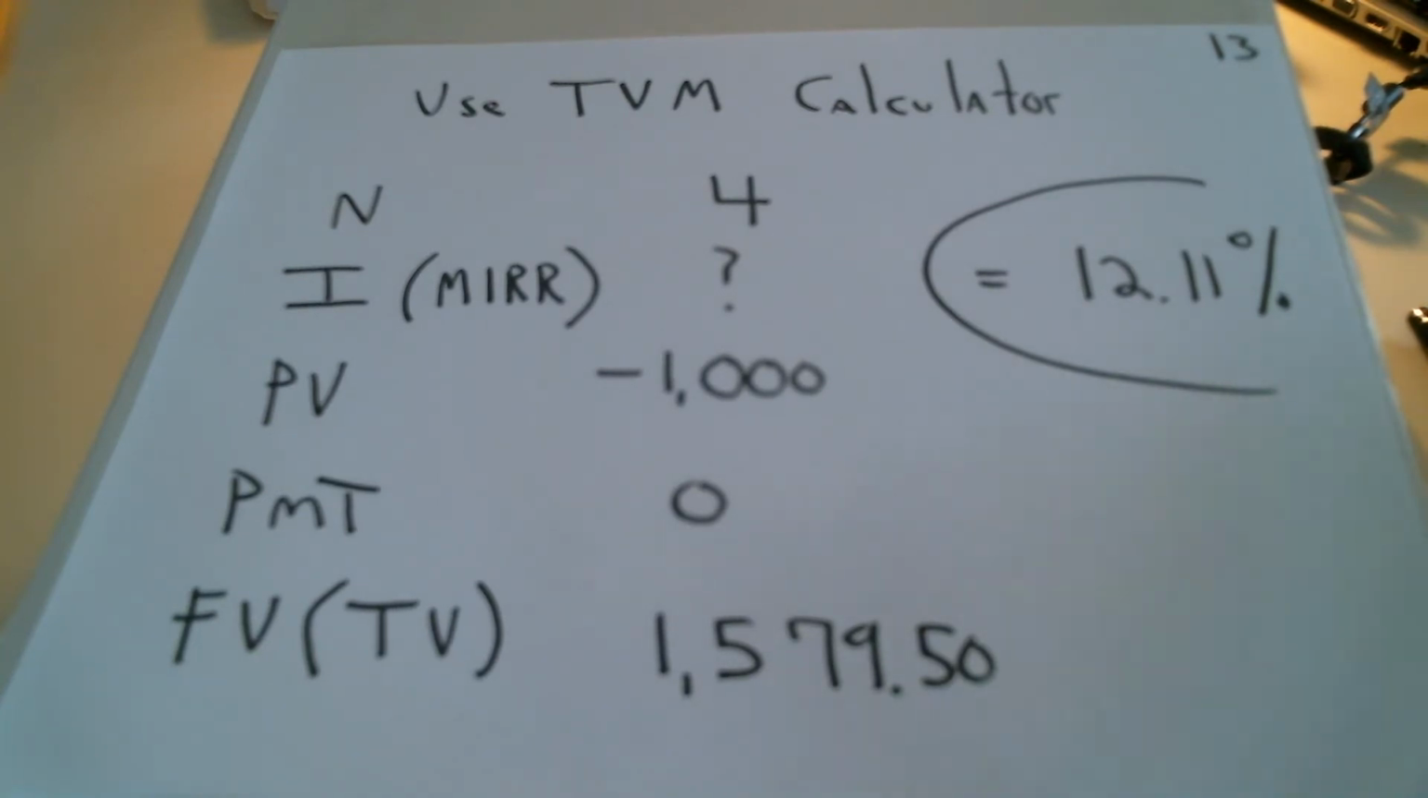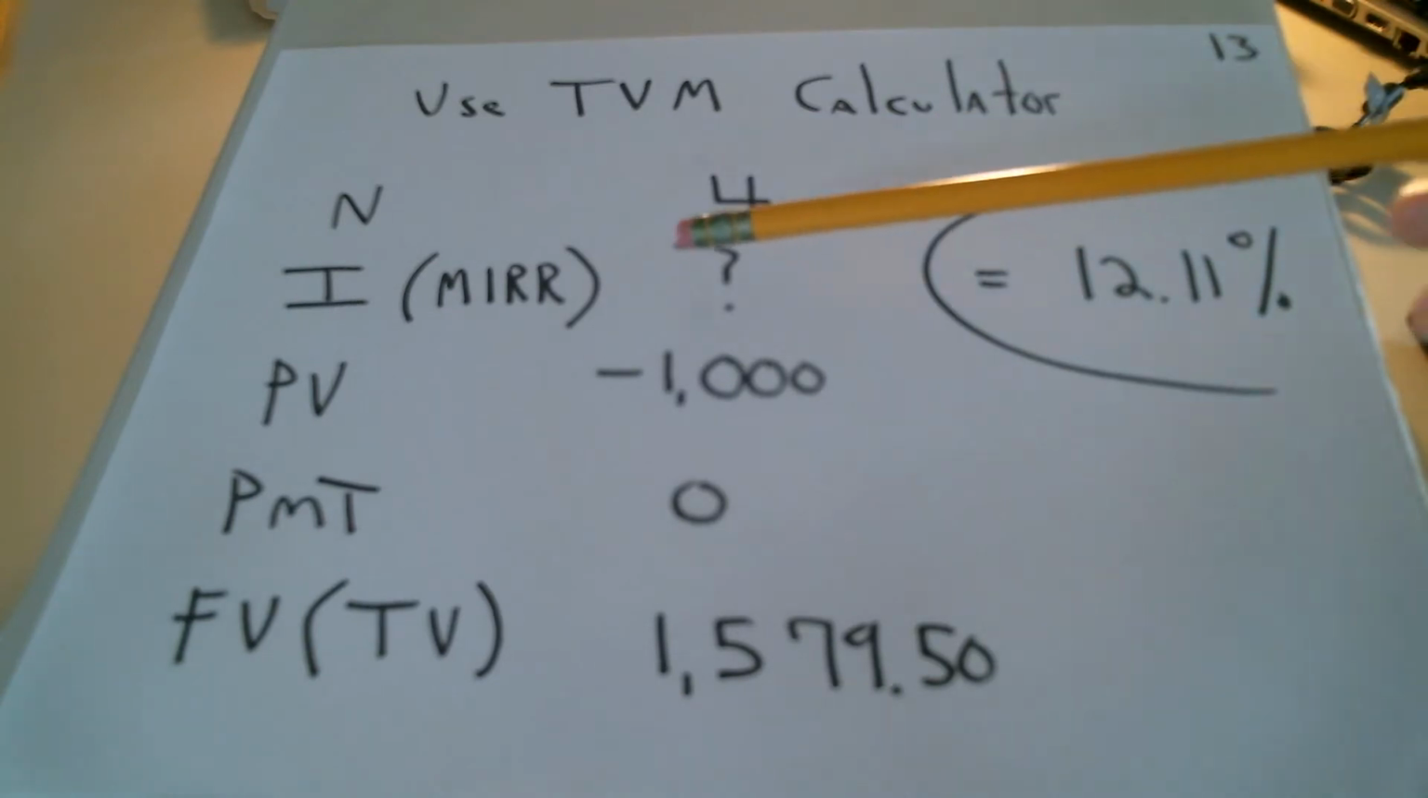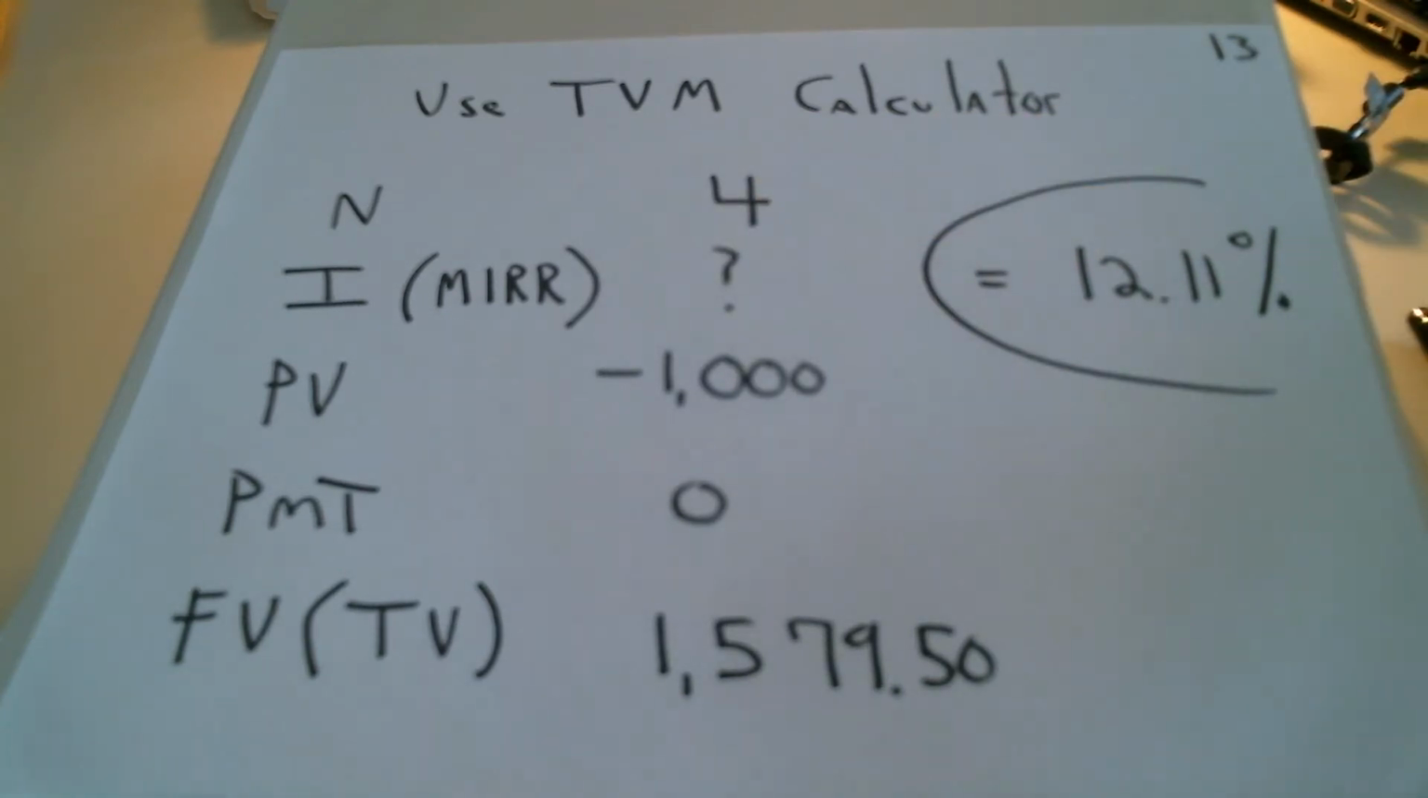The N, the number of periods or number of years in this problem, was 4. We are looking for the I, which is now going to be the modified rate. Present is what we've paid for the project. That's $1,000. Payment doesn't come into play, so make that 0. Future is the total of all those future values we came up with, so 1579.50.